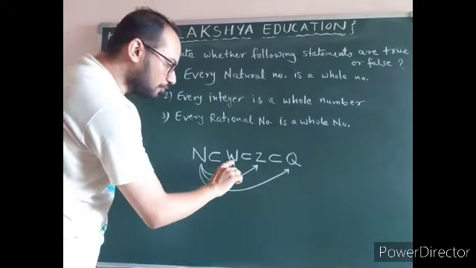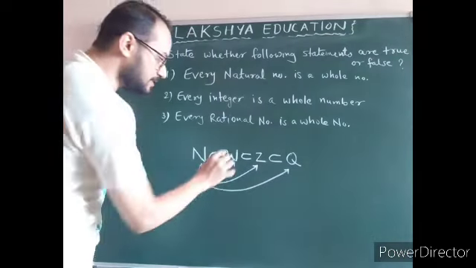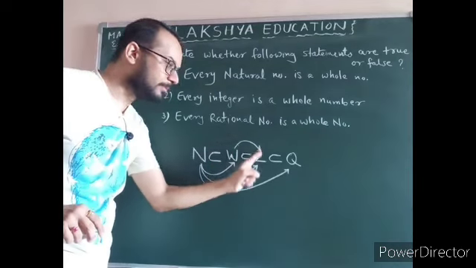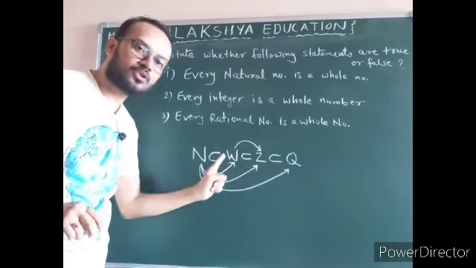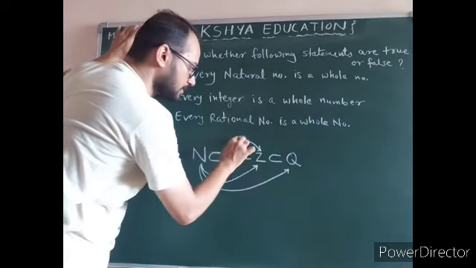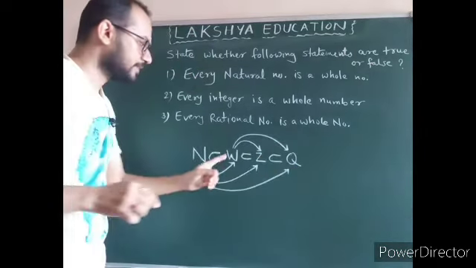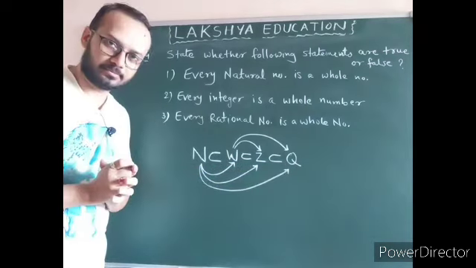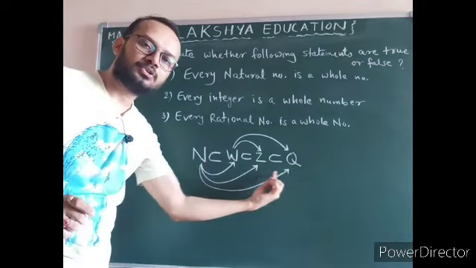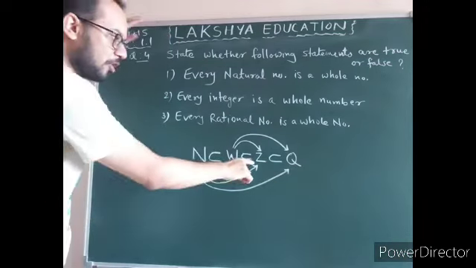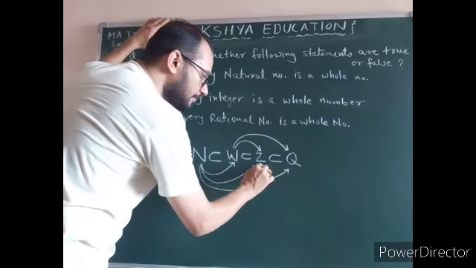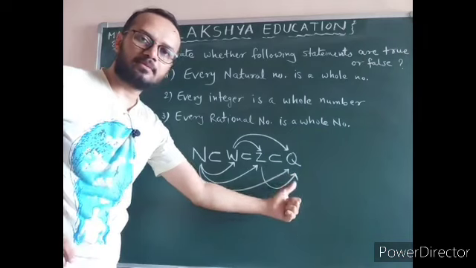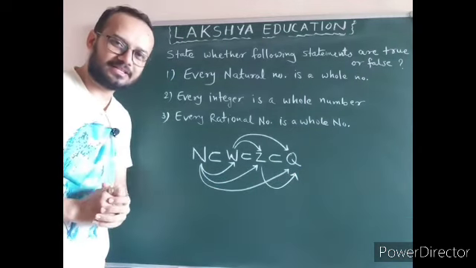Now we will go from whole numbers to integers. We can say that this way arrow, it means every whole number is an integer, but every integer is not a whole number. Moreover, we can show this way, every whole number is a rational number, but every rational number is not a whole number. This is the relation from whole numbers to the rest of the sets. Now from integer to rational number, the arrow can be like this. It means every integer is a rational number, but every rational number is not an integer.